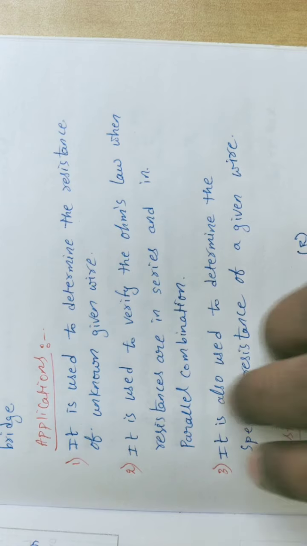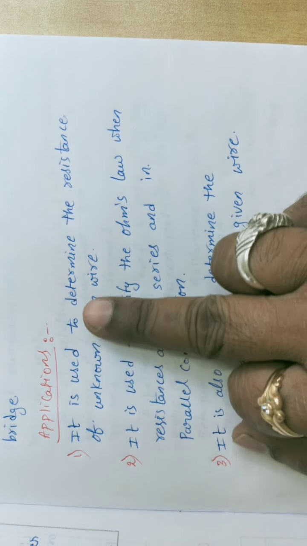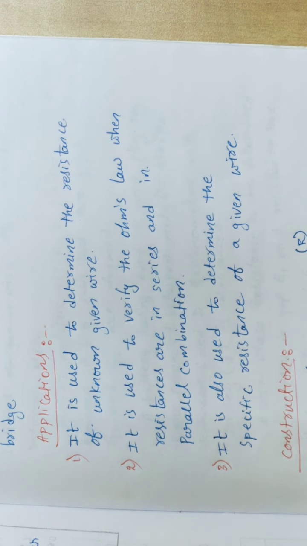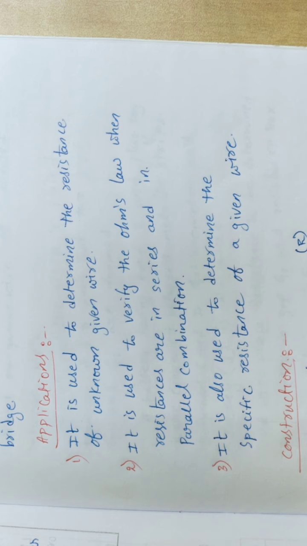Once I am repeating here: it is used to determine the resistance of an unknown given wire. That is the first point. The second point is that it is used to verify Ohm's law when resistances are in series and in parallel combination. And one more point: it is also used to determine the specific resistance of a given wire. So how is this meter bridge constructed?